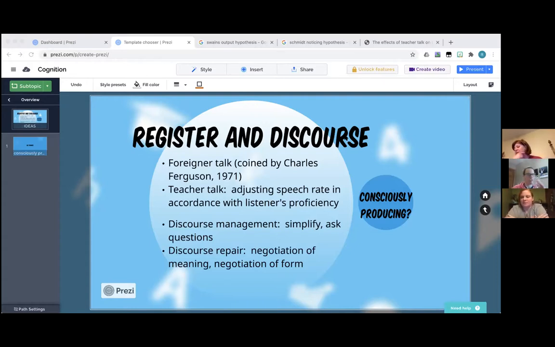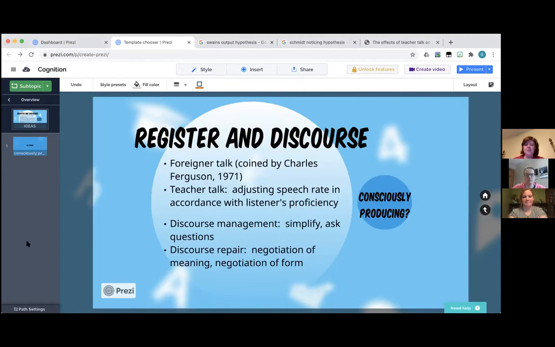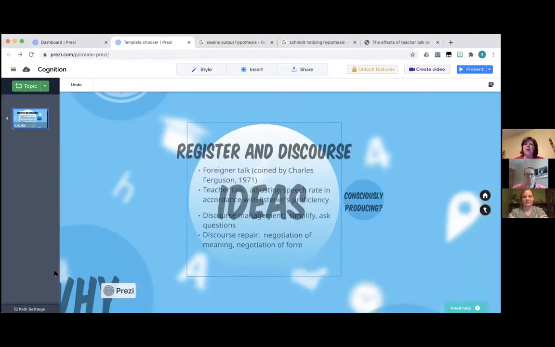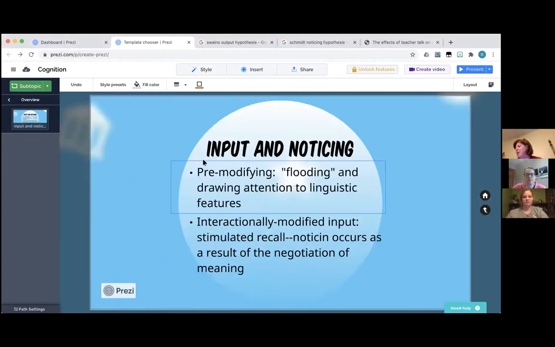And I had a note down here: the concept of the thing, whatever the thing may be, and then the vehicle in which that thing is delivered. So you have a negotiation of meaning, which is the concept, and then negotiation of form, which is the vehicle. So, okay, that's that. Let's go into the input and noticing hypothesis, and that is on page 151.